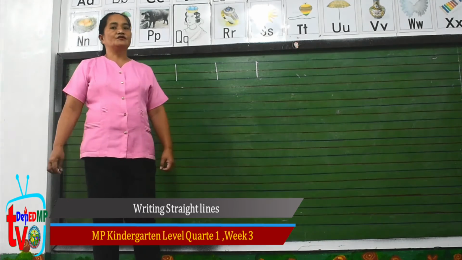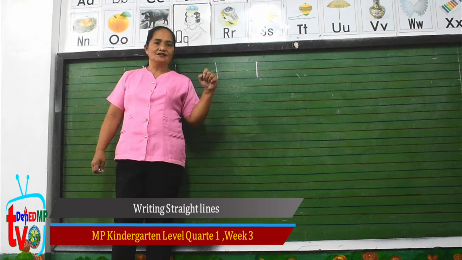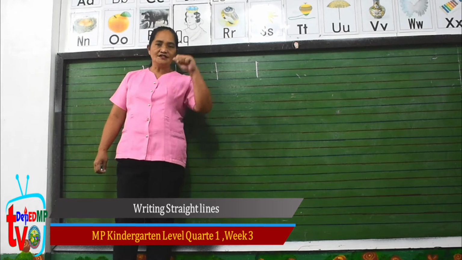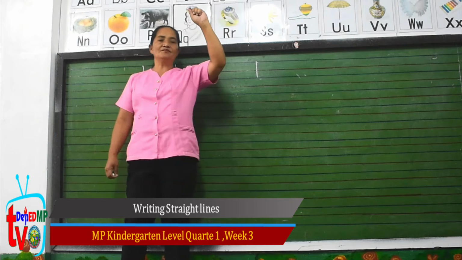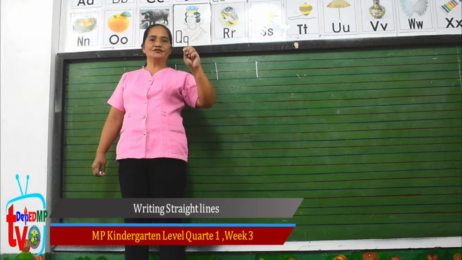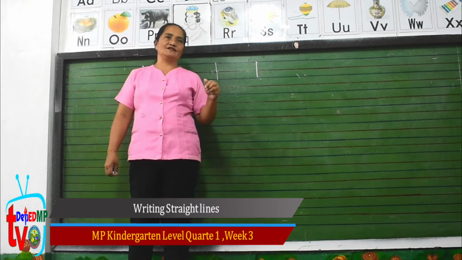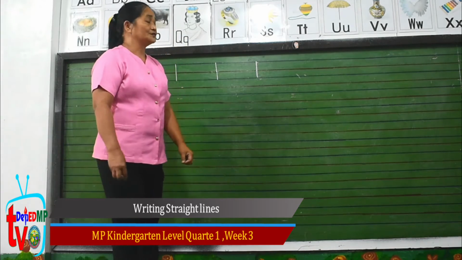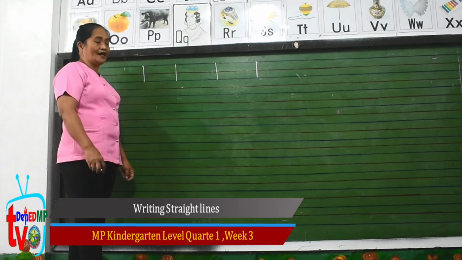Now we are going to write it in the air. Get your pencil and then raise it up. Start from the top, going down. 1, 2, 3. Repeat. 1, 2, 3. There. So, that's the way to write the standing line.